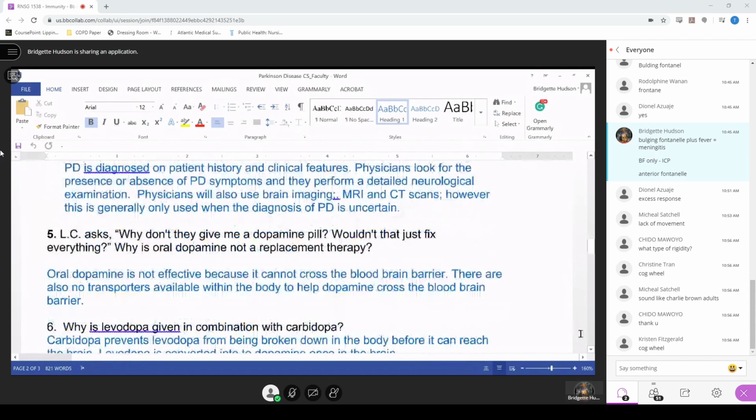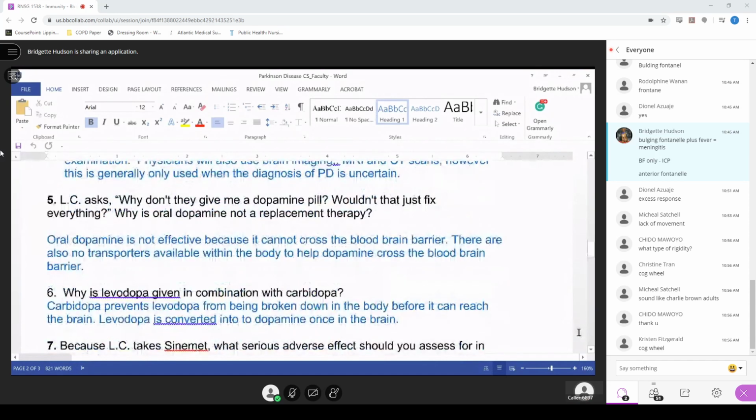So why do they give the levodopa in combination with the carbidopa? That's because carbidopa prevents levodopa from being broken down in the body system before it can reach the brain. So levodopa is converted into dopamine once it's in the brain, and then it's utilized appropriately.